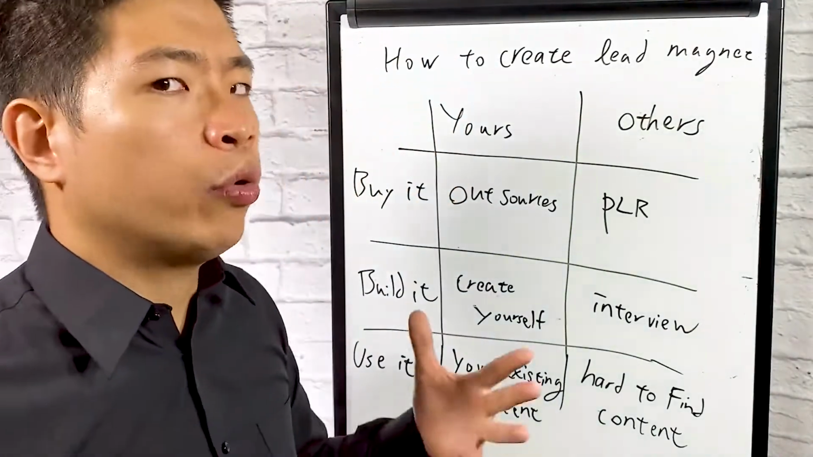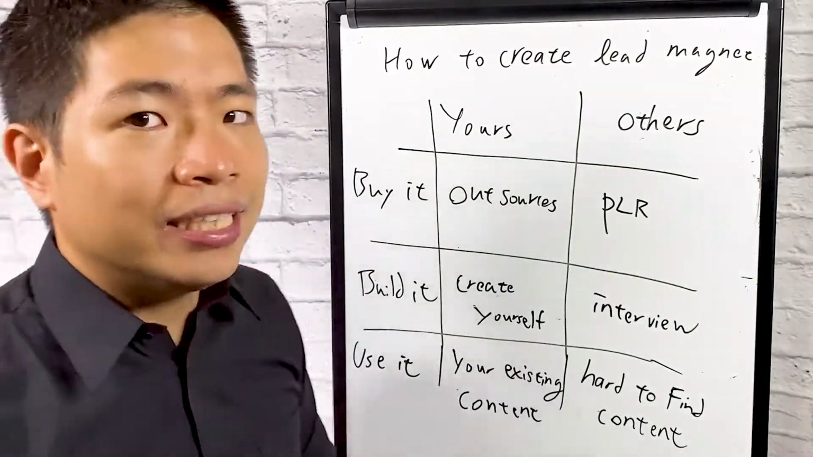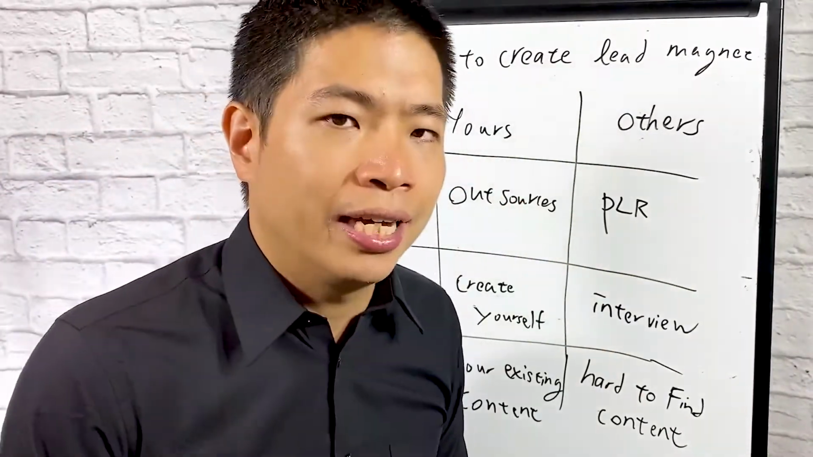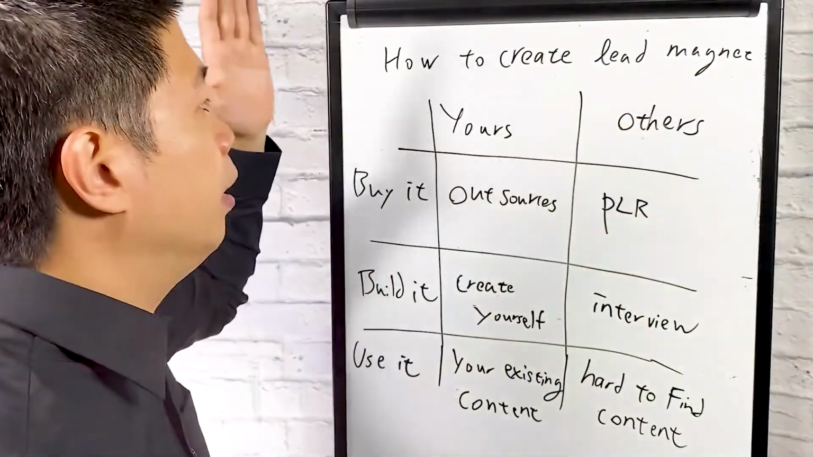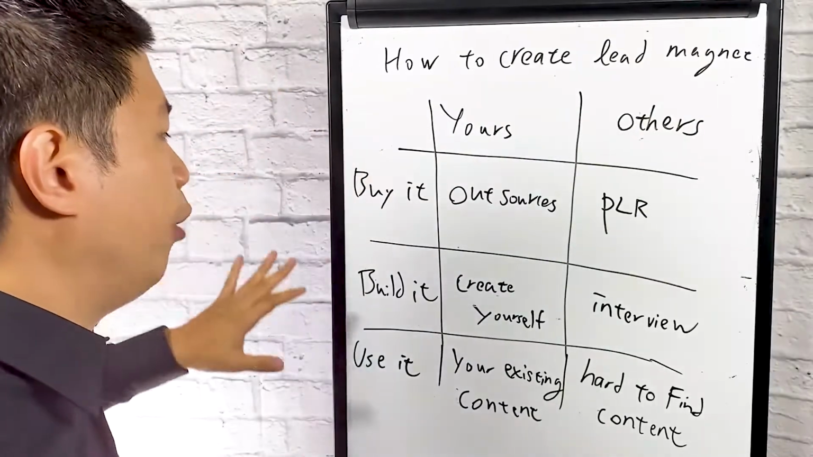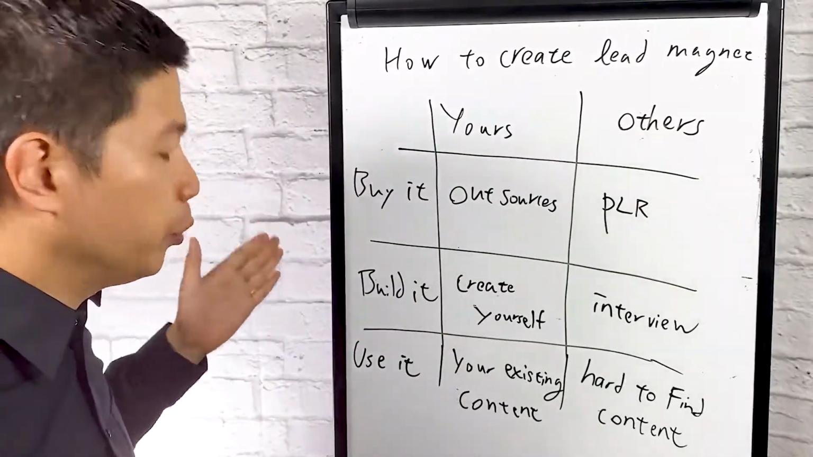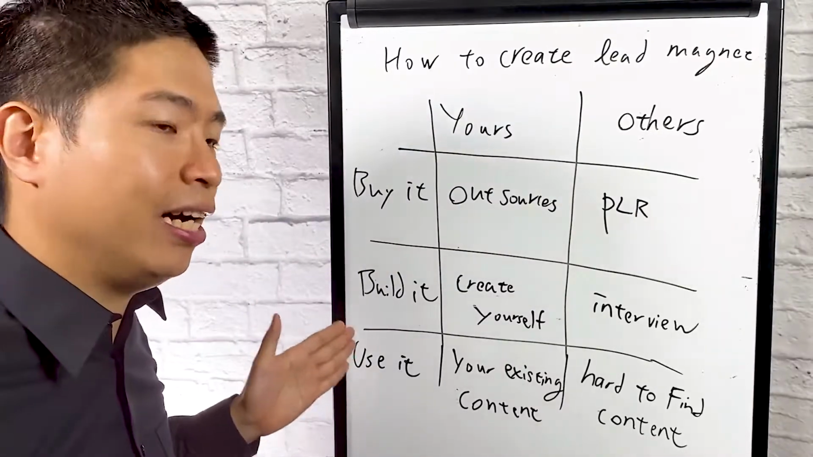So how do we create our lead magnet? There are 6 different ways you can do that. The content actually doesn't have to be yours. It can be others' as well. It can be your content, it can be other people's content. And there are 3 different ways you can do that. You can either buy it, you can build it, or you can use any existing content.